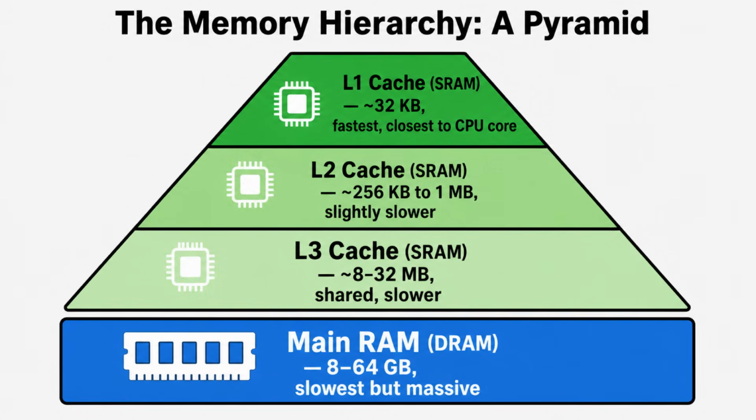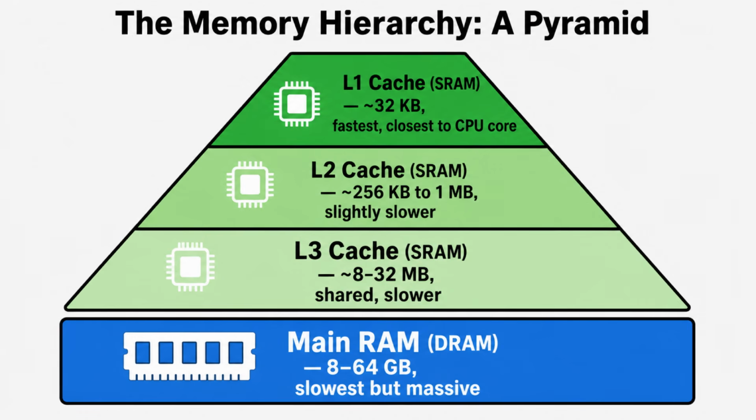Let's talk about that CPU cache for a second, because it's really fascinating. Your CPU doesn't work directly with the main RAM all the time. That would be way too slow. Instead, it keeps a small amount of frequently used data in its cache.